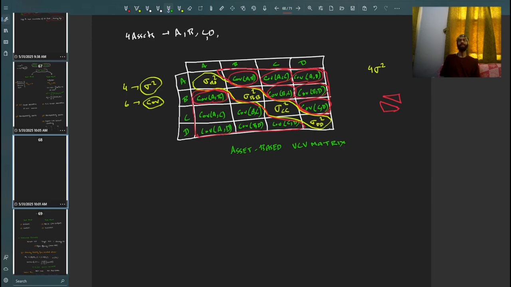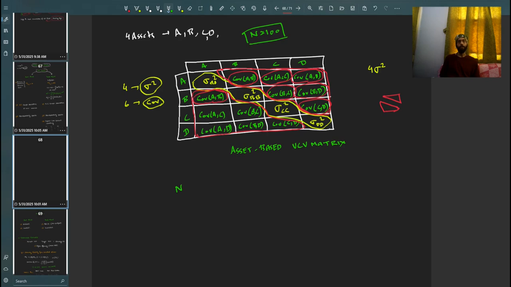Now what if this n is very large? Let's say n is 100. Then how do you do this calculation? How do you do this VCV matrix organization and calculation? How many elements will there be? It will be a very huge number, friends, because the calculation goes like this.